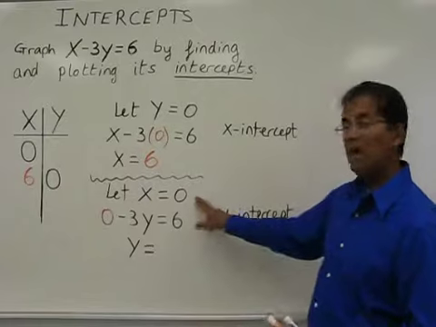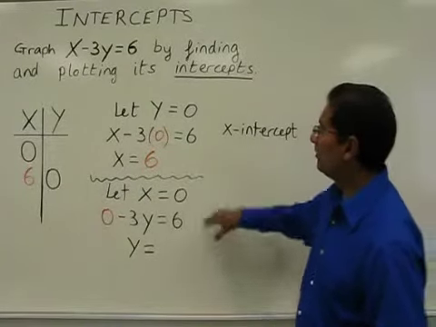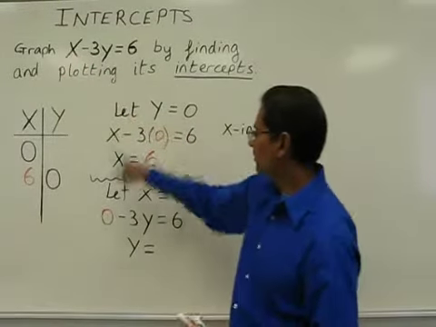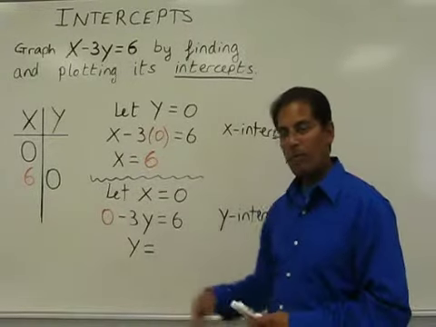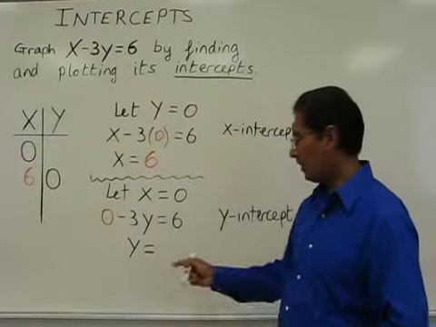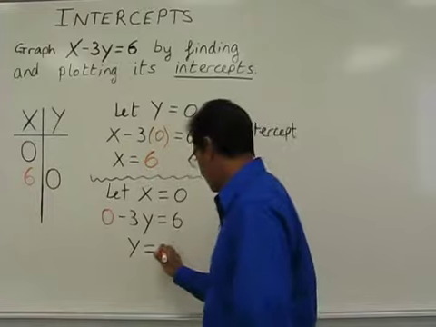All right, if x is equal to 0, we're going to be looking for the y-intercept. If x is equal to 0, we plug a 0 in here for x into our equation. So we get 0 minus 3 times y equals 6. The 0 is going to drop away, of course, so we get negative 3y equals 6. If we divide both sides by negative 3, we get y equal to negative 2.